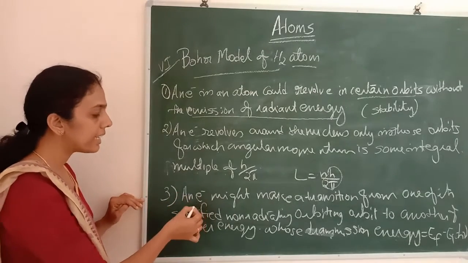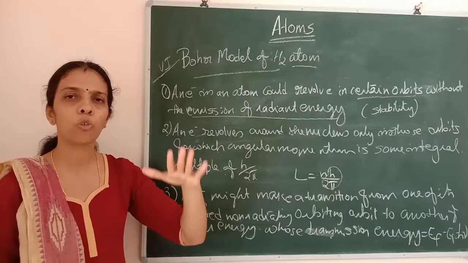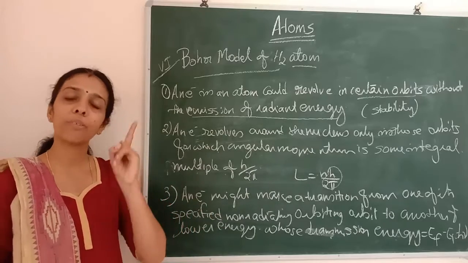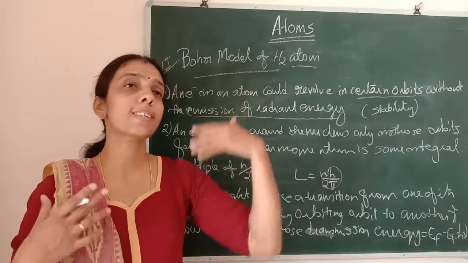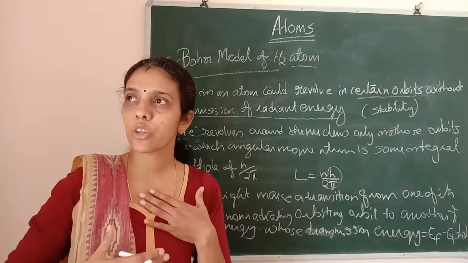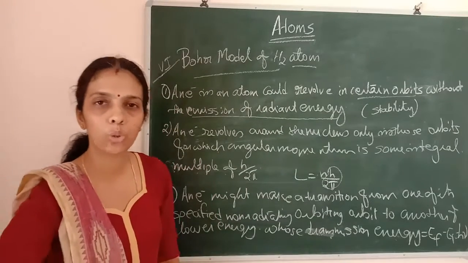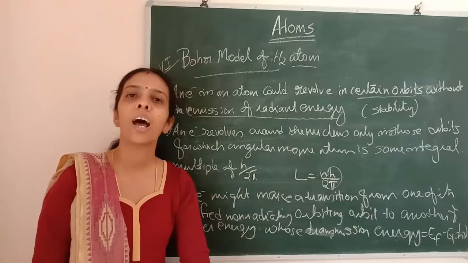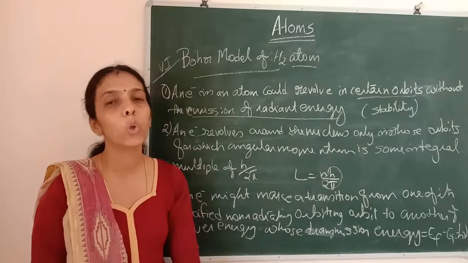Next, an electron might make a transition from one orbit to another orbit, but only to an orbit lower than its previous energy. See, I have 5 joules of energy. I won't go to 6 joules. I can go to 4, 3, 2 or 1. I can lose energy, but can't gain energy from anywhere. So the electron loses energy and comes to another orbit, which means it will come only to the lower orbits.